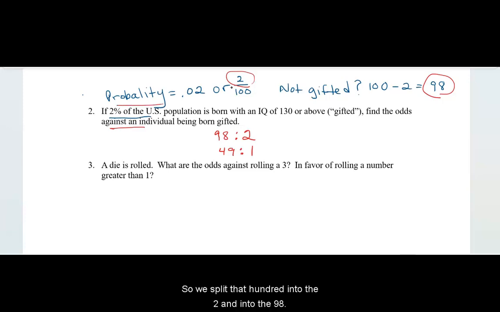So we split that 100 into the 2 and into the 98, and now we have our split total. You can always check. If I add these two up, the 98 plus the 2, I get back to my total, which was the probability.